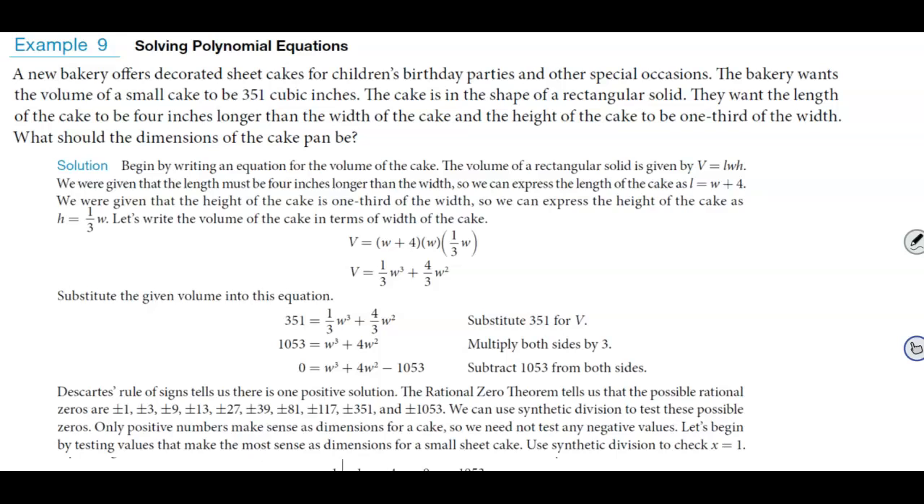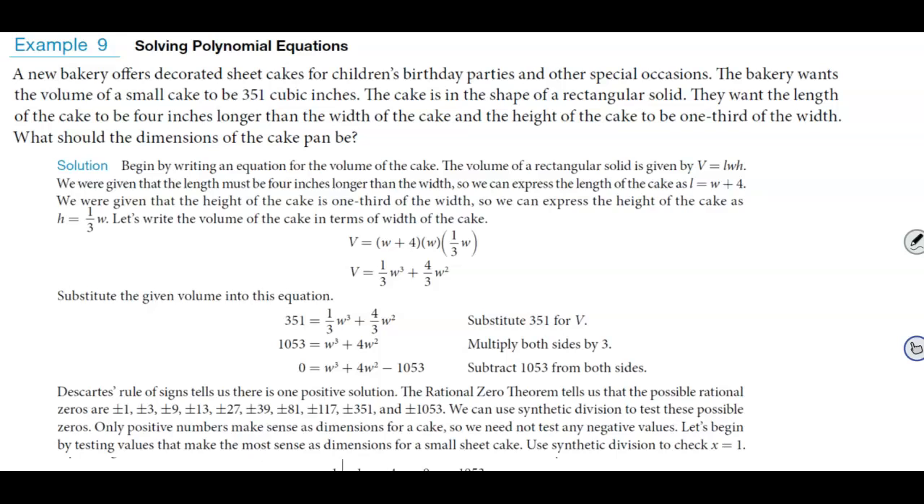So if we write the volume of the cake in terms of the width of the cake, V is going to equal the length, which is W plus 4, times the width, which is W, times the height, which is 1/3 W. And if we multiply it all together, we get V equals 1/3 W cubed plus 4/3 W squared.